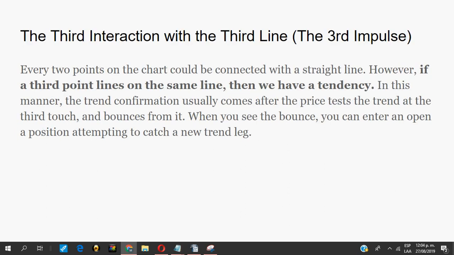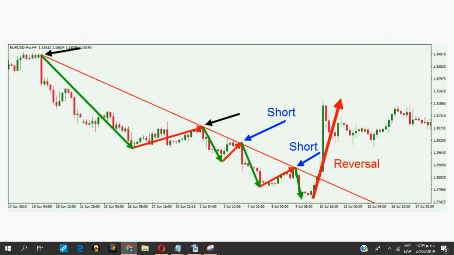Now we discuss the third interaction with the trend line, the third impulse. Every 2 points on the chart could be connected with a straight line. However, if a third point lies on the same line, then we have a tendency. In this manner, the trend confirmation usually comes after the price tests the trend at the third touch and bounces from it. When you see the bounce, you can enter and open a position attempting to catch a new trend level.